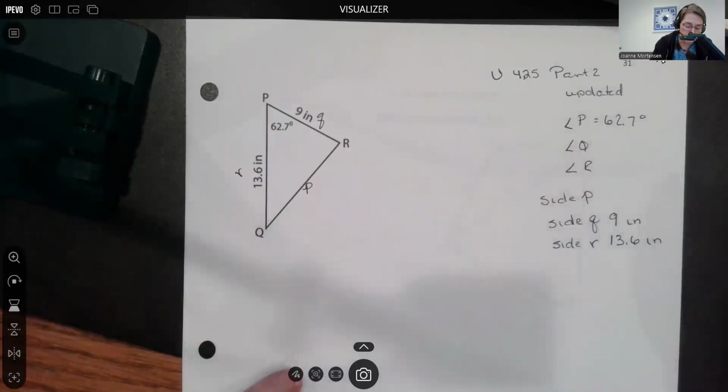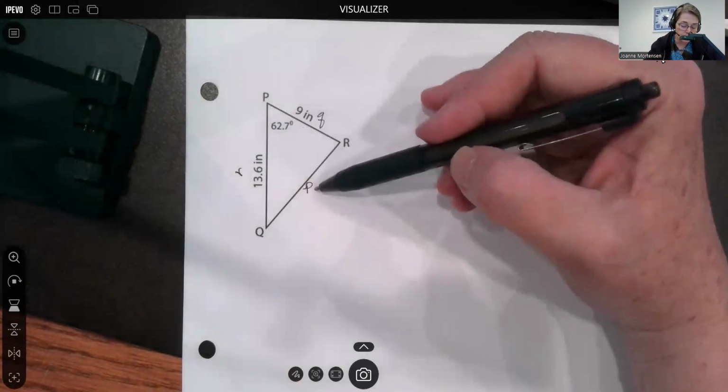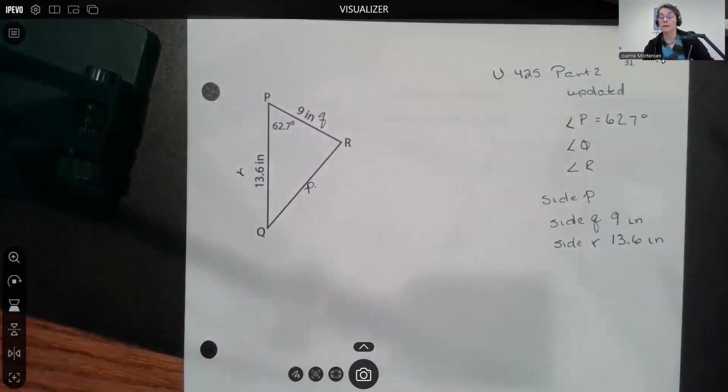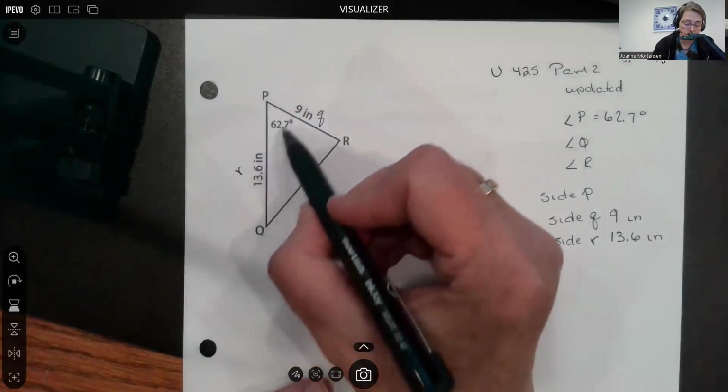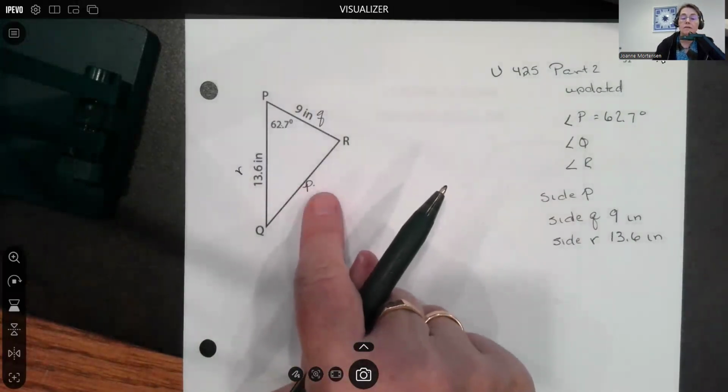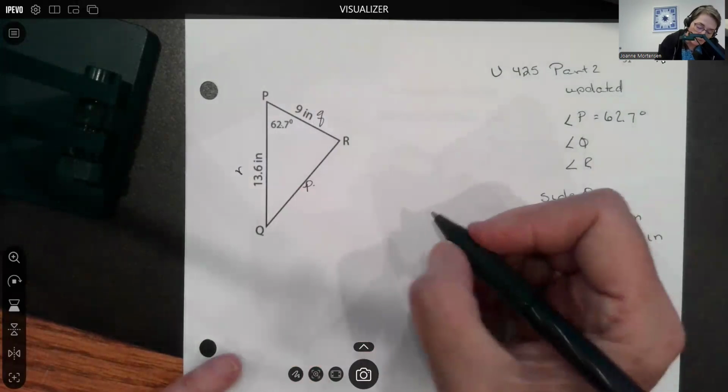And now I actually have to decide what to do. My usual plan is, can I do matchy-matchy? Can I use the sine law? Well, I've only got one angle and I don't have the matching side, so that would be a big old no to the sine law. But I do have an angle sandwich. So I have a side and then an angle and a side, which means I can solve for little p pretty easy.